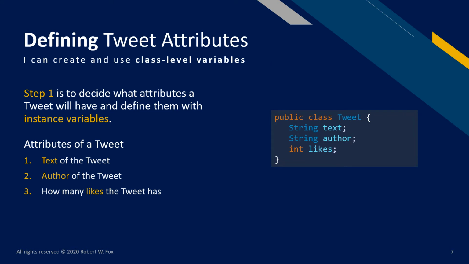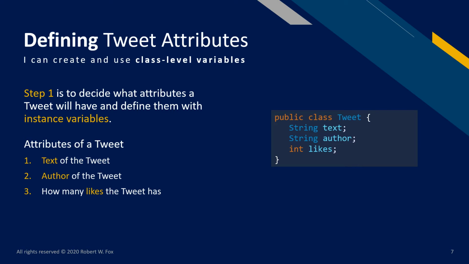Once we've created our class, there are two things we have to define. First is the attributes, then later we'll have to define the behaviors using methods. The attributes, remember, are what a Tweet will have, what information it will know, and we define these using instance variables. There's probably a lot of things that the Tweet could have, but we're going to stick to three for simplicity. Number one is we need to know what the tweet says. So that will be the text of the tweet, and it will be a String.